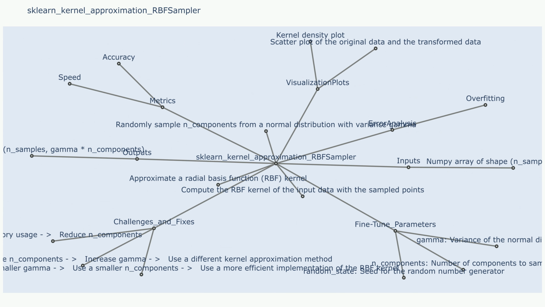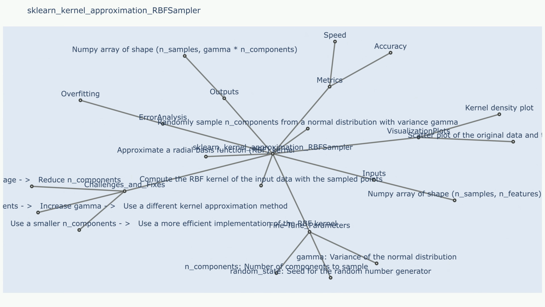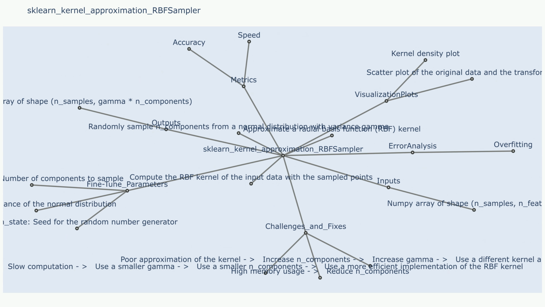Steps: generate random vectors. The RBF sampler generates n components random vectors from a Gaussian distribution with 0 mean and variance equal to 1 over gamma squared. Calculate inner products for each data point in X. Compute the inner product between it and the generated random vectors. Apply cosine function. Apply the cosine function to the inner products and multiply by the square root of 2 over n components. This results in the approximate feature representation.